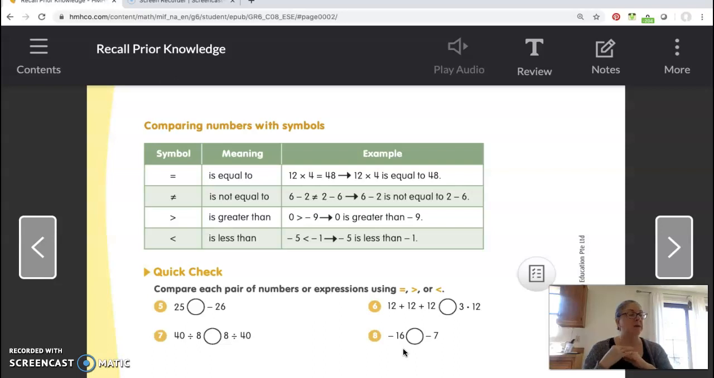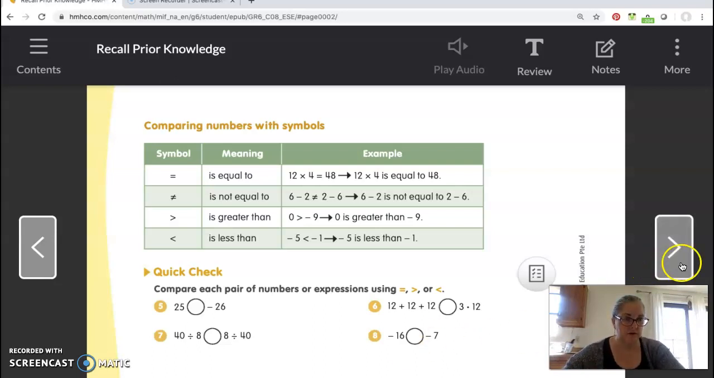So if it helps, maybe rewrite a number line to remind yourself of that 0 being in the middle, positives going this way or this way, right? If you're using a vertical number line, or to the left for negative numbers, or down lower.